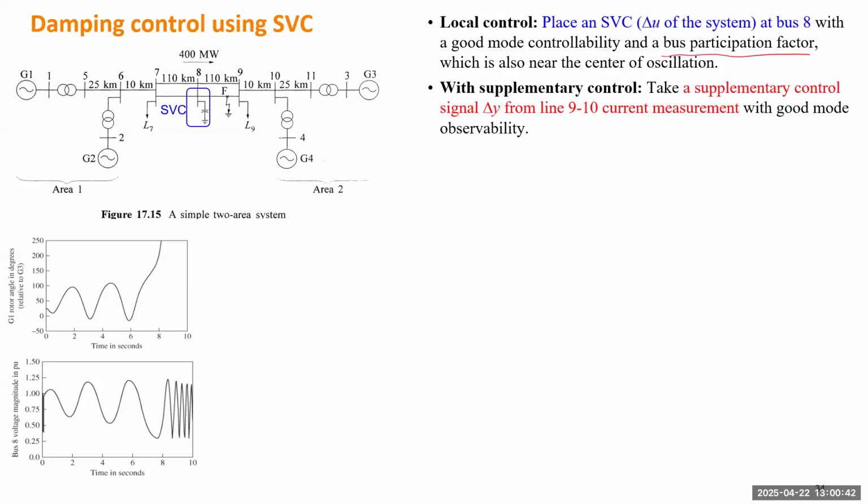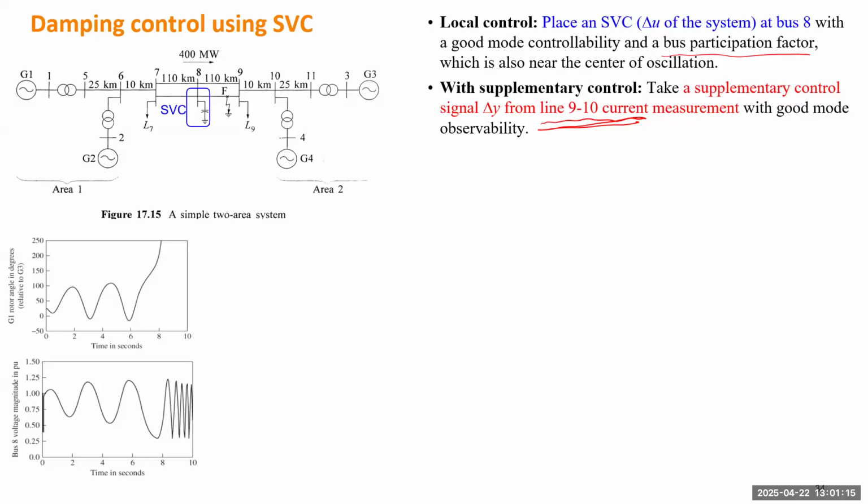And if we want to collect some data, we need to find a location with good mode observability. From the study in the textbook, the line current between bus 9 and bus 10 is the measurement with good mode observability, which means if the system really oscillates, by collecting the data of the current between bus 9 and 10, you can see the oscillation clearly, so it has good observability.